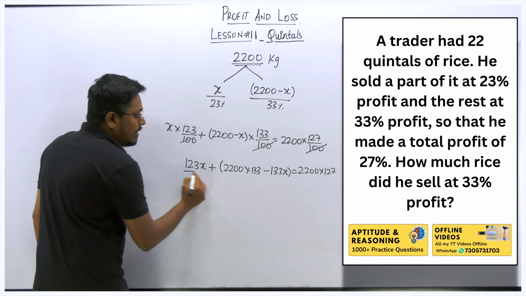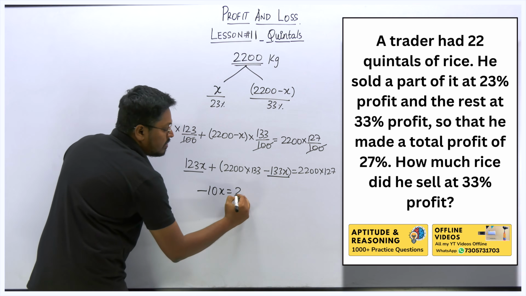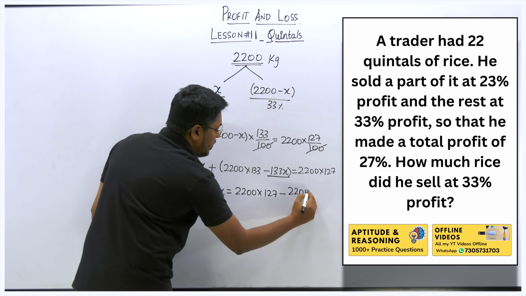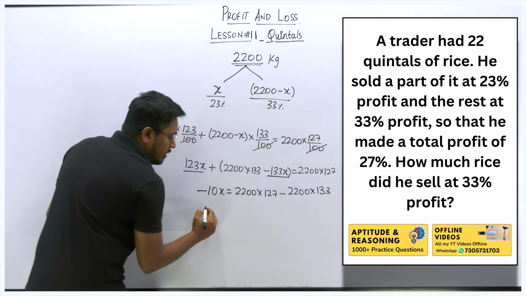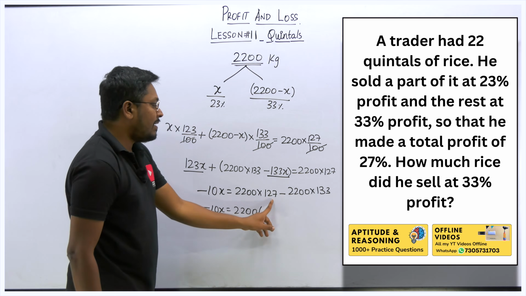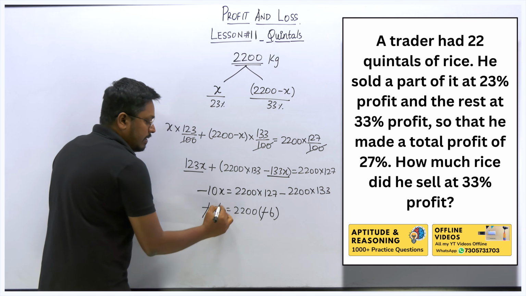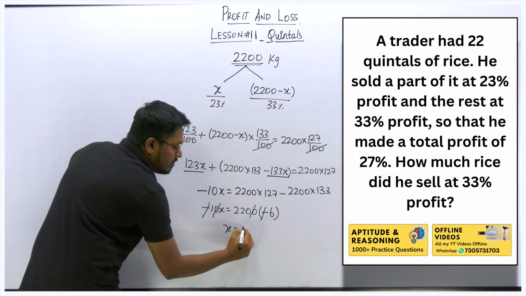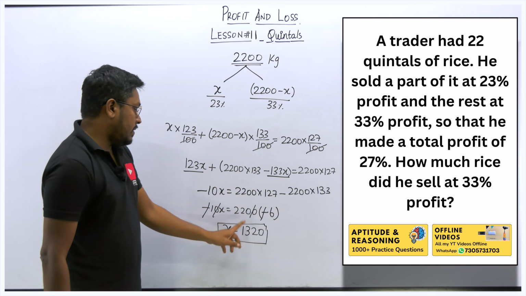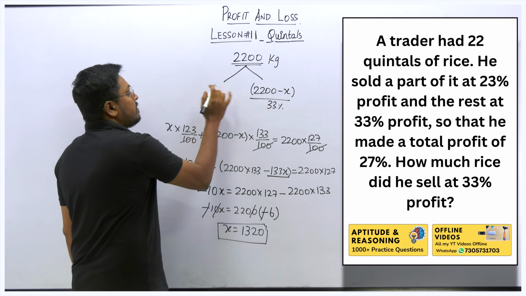Here 123x minus 133x will be minus 10x, which is equal to 2200 into 127 minus 2200 into 133. So minus 10x is equal to 2200 into (127 minus 133), and 127 minus 133 will be minus 6. We can cancel minus and minus here, and 0 and 0 here. So x is equal to 1320. Six 2s are 12, plus 1 is 13, so 1320. Now we found the value of x is 1320.